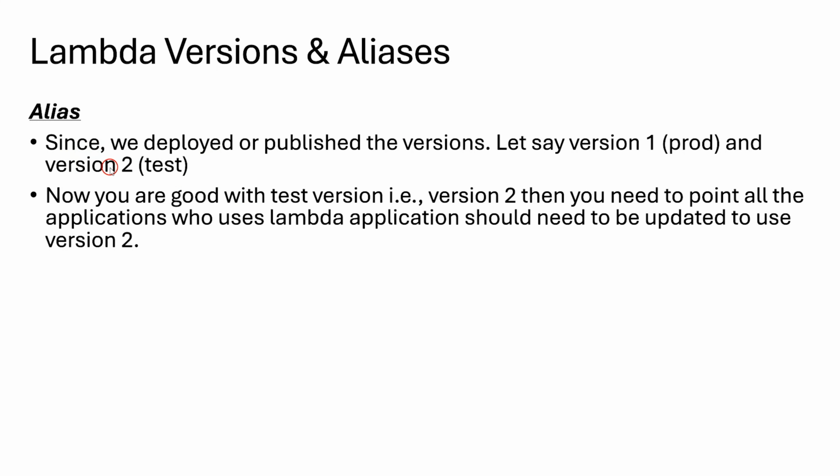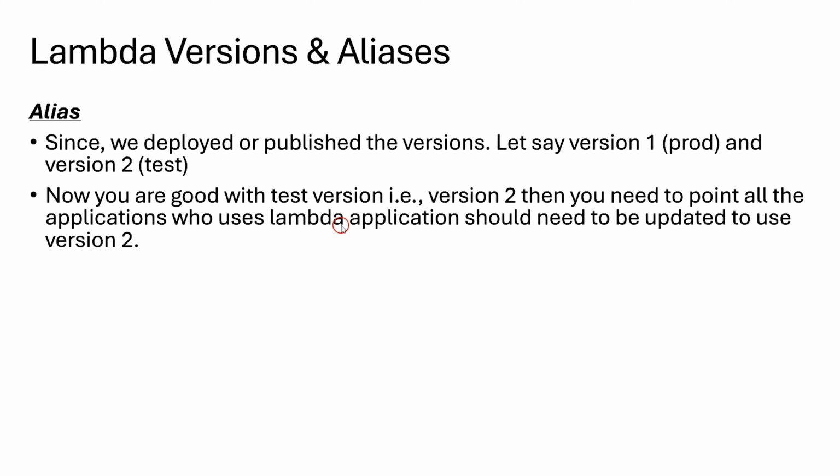So testing is good, you want users to use version 2 instead of version 1, then what will happen? Users have to update their code to point to version 2. So that is the point. Applications that use our Lambda, other applications, need to be updated to version 2. So whenever a version is changed, they have to add the new version ARN in their code.